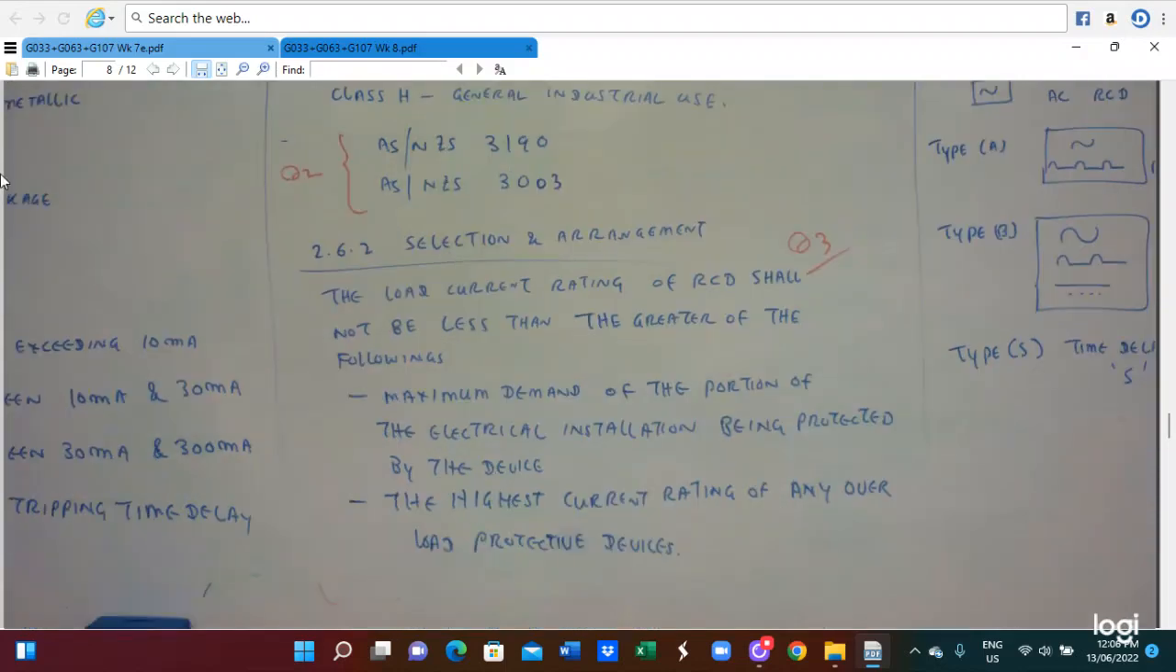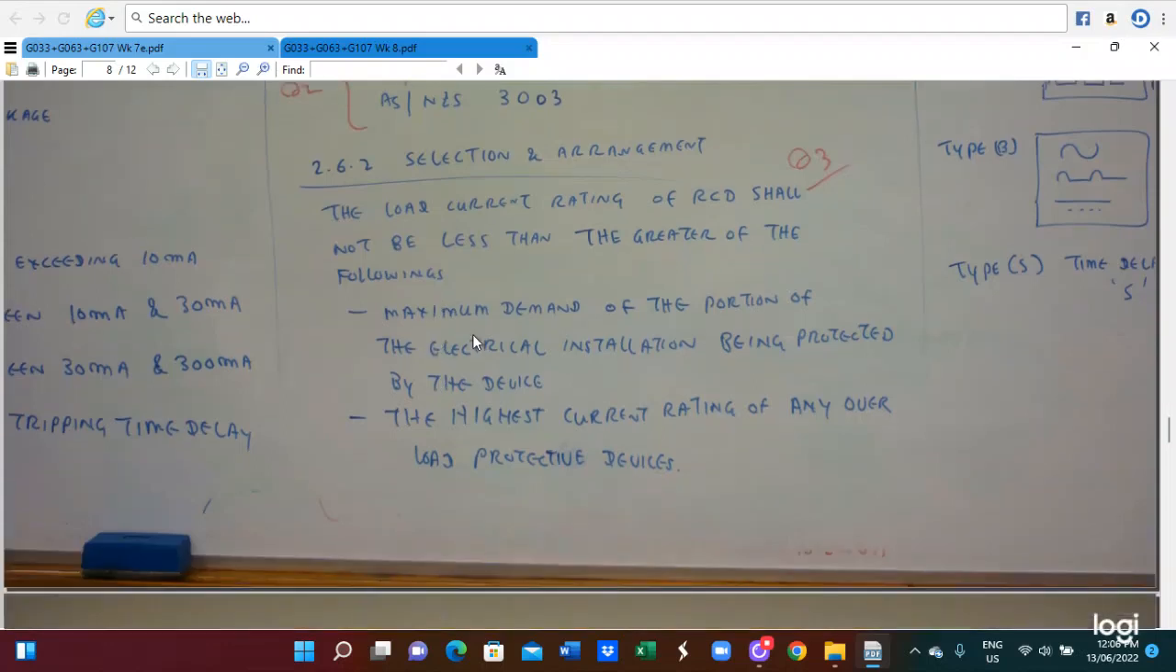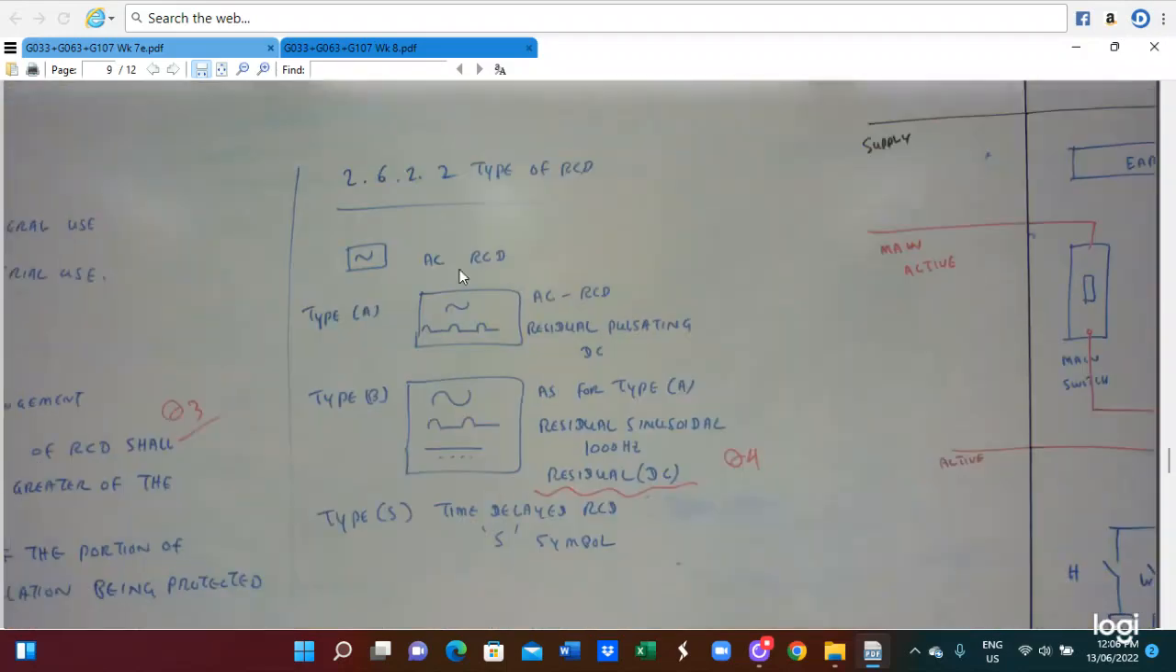And also the selection of the arrangement. The load current rating of the RCD shall not be less than the greater of the following: the maximum demand of the portion of the electrical installation being protected by the device, and the highest rating of any overload protective devices. Here are the types of the RCD.